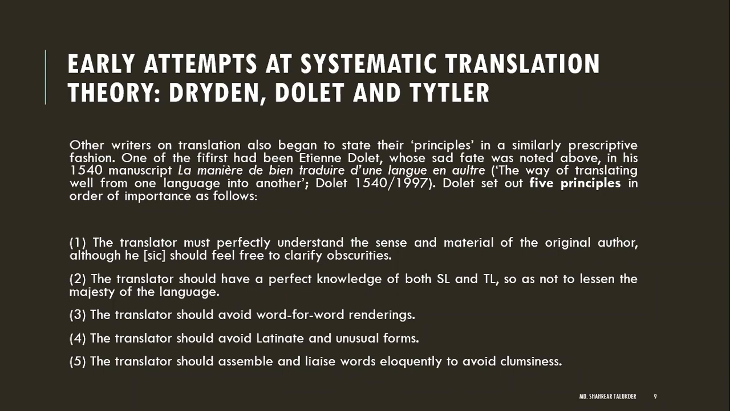Number one, the translator must perfectly understand the sense and meaning of the original author, although he should feel free to clarify obscurities. So the translator must perfectly understand the sense and material of the original author. That means he must have a very good command over the language and the material and the sense, the intended meaning of the original author, at the same time, although he should feel free to clarify obscurities.